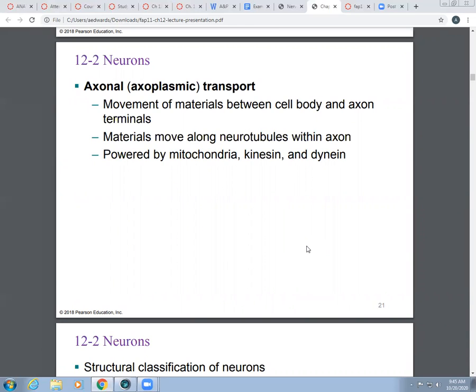So if you're moving materials between the cell body and the axon terminal, we call that axonal or axoplasmic transport. The materials are going to then move along the neural tubules within that axon. And it takes energy to do this, typically. So the mitochondria are going to be involved, as well as the proteins kinesin and dynein.